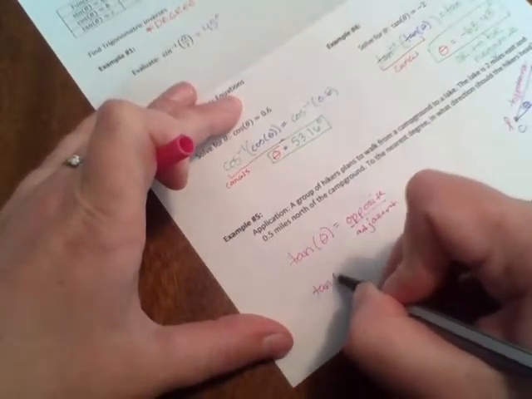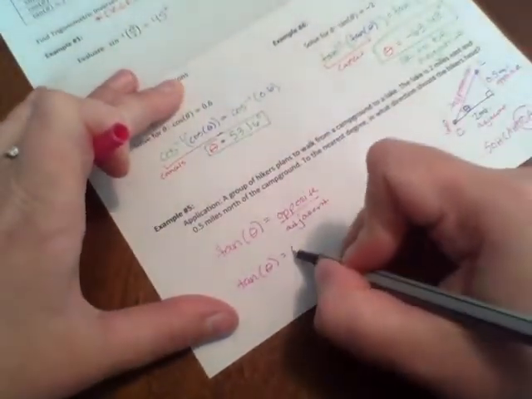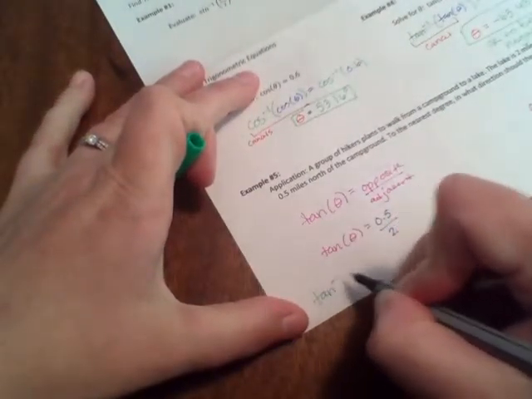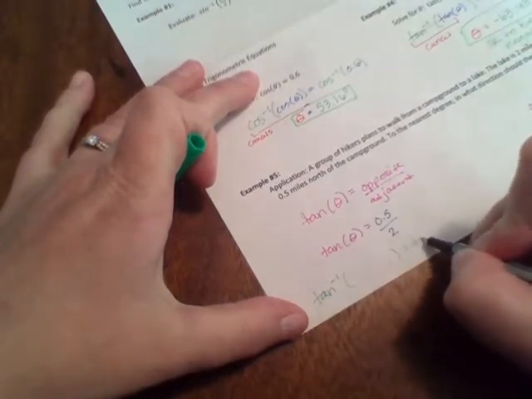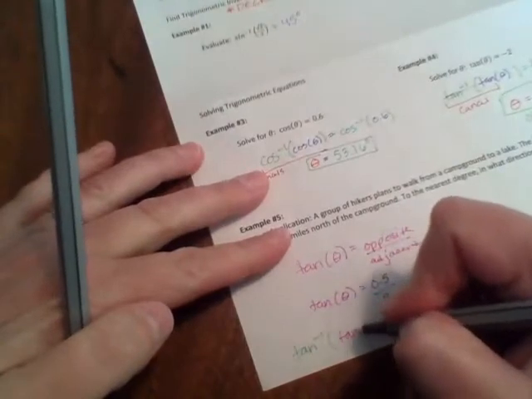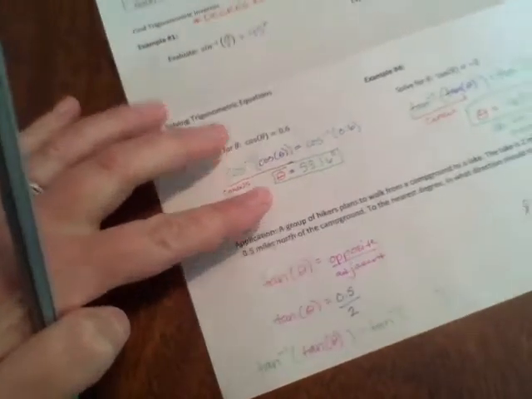But that means that our tangent of theta is equal to the opposite side length, which is 0.5 miles, over the adjacent side length, which is 2. And so in order to solve this, notice that we have tangent on the side with the degree measure that we want. So we're going to undo tangent by doing tangent inverse of both sides. And so we're going to do tangent inverse of tangent of theta, and we're going to do tangent inverse of our fraction of 0.5 over 2.